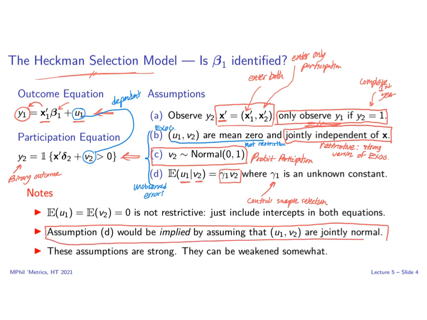Now, depending on which references you consult, you may see my assumptions C and D replaced by the single assumption that U1 and V2 are jointly normally distributed. This joint normality assumption implies the assumptions that I use here, but it is strictly stronger in that I will not require that U1, the error term in the outcome equation, actually follows a normal distribution.